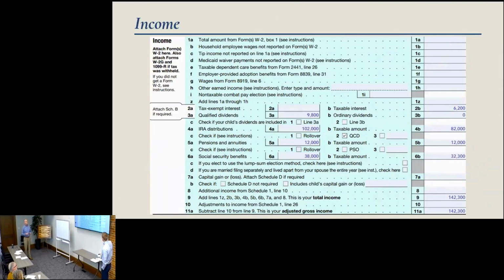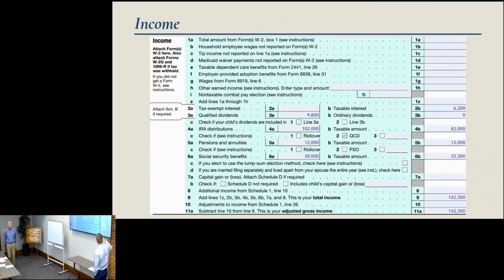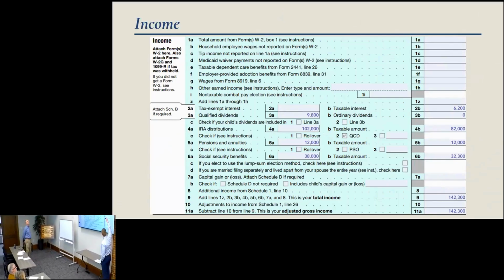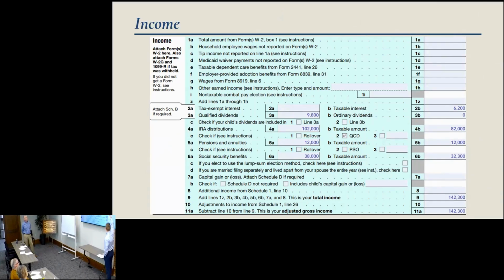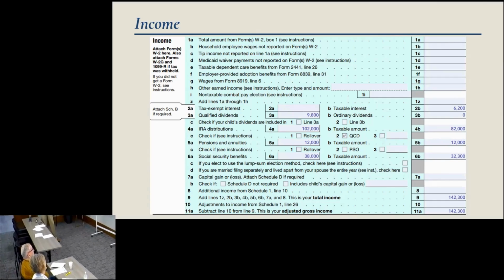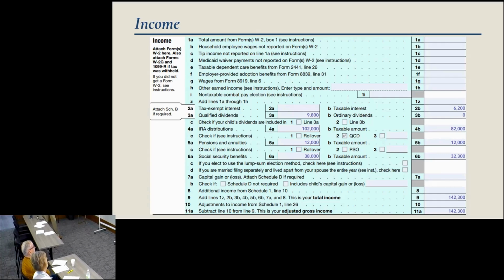So now let's go to the income section of the tax return and plot everything in. So here, 2B, that's where their taxable interest, say from their CDs or money market, is going to show up, section 2B, $6,200. Their qualified dividends, section 3A, that's $9,800. So importantly, they don't have any ordinary dividends, but their qualified dividends of $9,800 show up there.